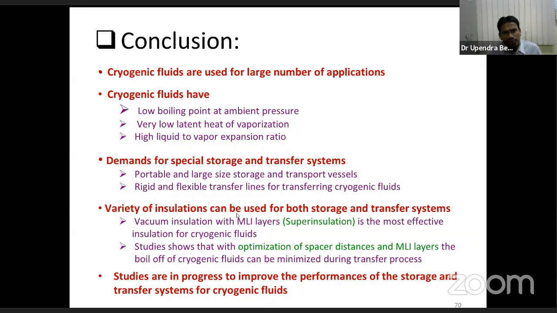The variety of insulations that can be used for both storage and transport systems include vacuum insulation with multi-layers, that is MLI, multi-layer insulation. That is known as super insulation, the most effective insulation for cryogenic fluids. Studies show that with the optimization of the mylar layers and the optimization of distances, the boil off of the cryogenic fluids can be minimized during storage or the transport process. Studies are also in progress to improve the performance of the storage and transport systems of these cryogenic fluids. Because of the nature of these cryogenic fluids, one has to take special consideration for storage and transfer of these fluids.